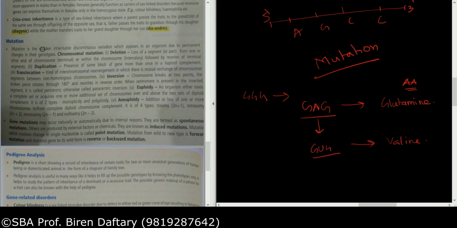Mutation is the sudden inheritable discontinuous variation which appears in an organism due to permanent changes in genotype. Now they have given the types of mutations: deletion, duplication, translocation, inversion. So what are the types of mutations which may occur in a chromosome? The first example given is deletion. What does deletion mean? Suppose this is your original chromosome, and after mutation some part of the chromosome is deleted, so I am rubbing this part off.